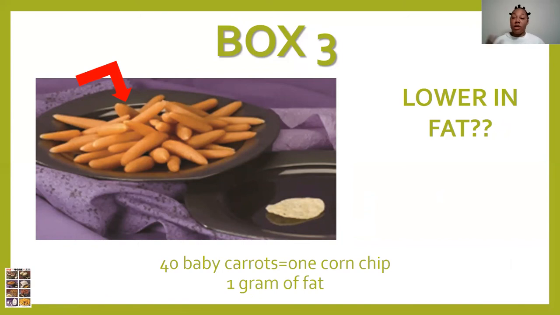And I want you all to understand why they're lower in fat, because you have 40 baby carrots that equal a gram of fat. And then you have one corn chip, which is also equal to a gram of fat, right? Now, if we had 40 corn chips, how many grams of fat would that be? It'll be 40 grams of fat, right? Versus 40 baby carrots, which equal only 1 gram of fat. So that's why they're lower in fat, because you're getting more, once again, for less.